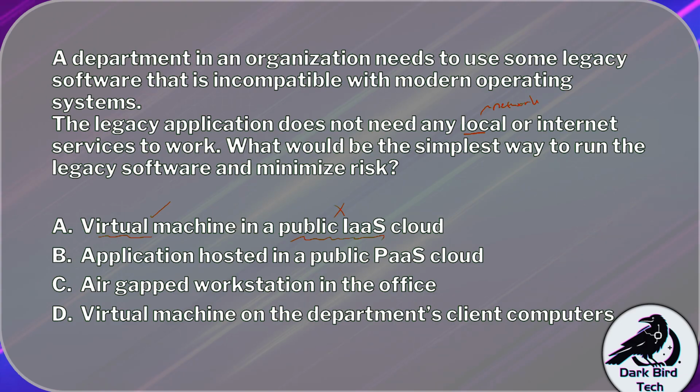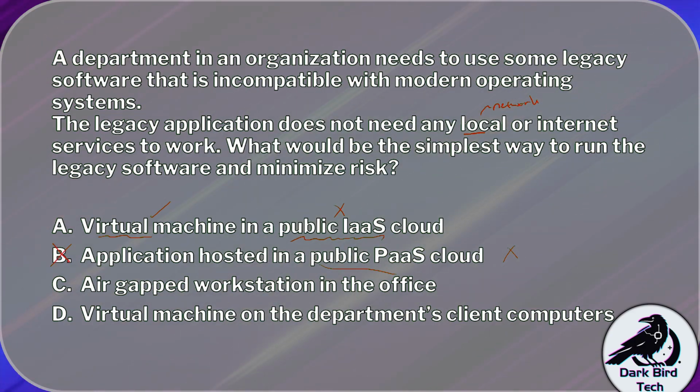Option B is the application is hosted in a public platform as a service cloud. I'm also not thrilled about that for the public cloud aspect, even though it's platform as a service. Plus, the problem with platform as a service is the cloud vendor could always update the OS in their part of the cloud responsibility matrix. They could decide to migrate the operating system, and then the application you're trying to run on this platform as a service offering no longer runs because it doesn't work with new operating systems. So, not really a good option here.